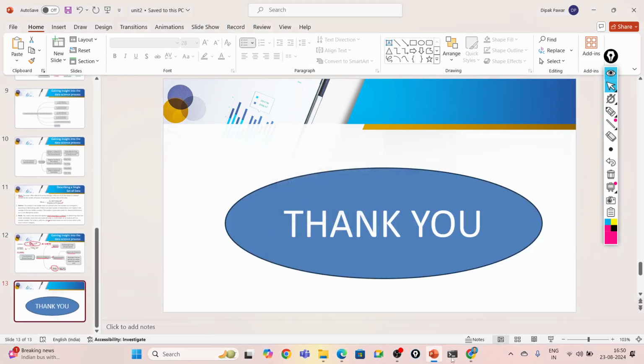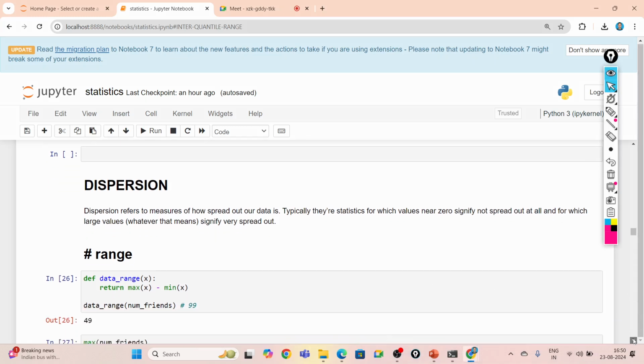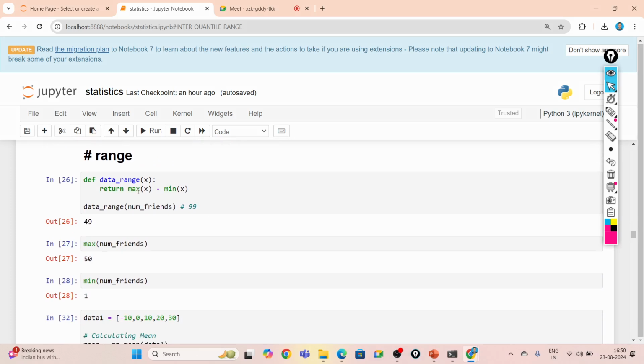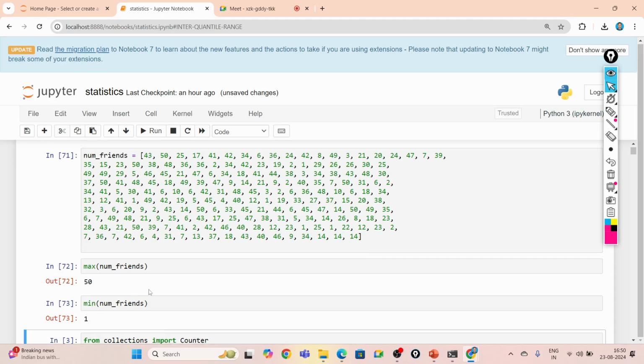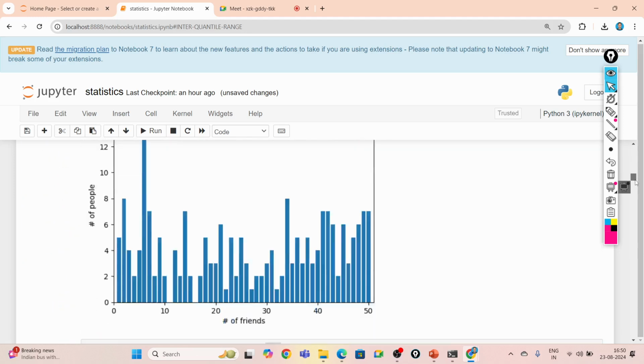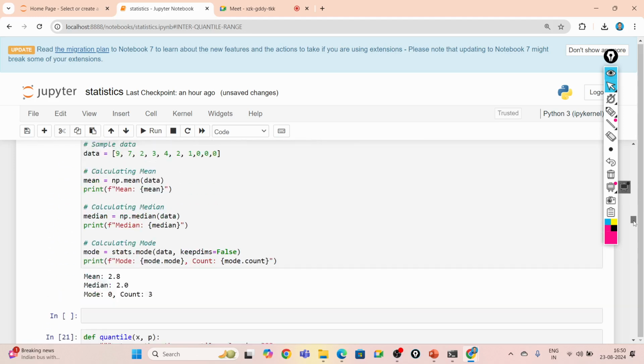Now again we'll come to our program related to this part. So we are calculating a range. What is a range? Range is simply nothing but max value minus min value. So whatever num friends we selected, this is the first num friends, we have already seen this part. In this case, what is the max value we have? Max value was 50 and the min value was 1. So what is the range you will get? My max value minus min value, that will be 49. So the range available for this data set is 49.